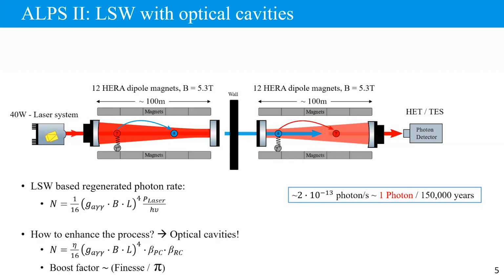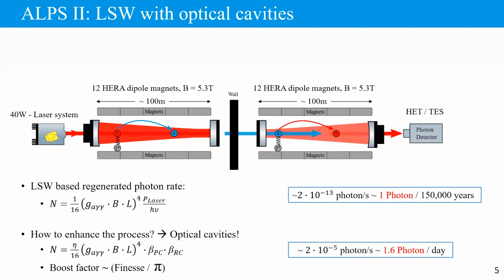This calculation here is made with the g_aγγ that I mentioned before. If we take now the power build-ups anticipated for ALPS and calculate the photon rate, then we get something like 10 to minus 5 photons per second, which is about 2 photons per day, which is easier to detect than 1 photon every 150,000 years, I guess. So it seems that the cavities are quite important for boosting the regeneration of the photons.